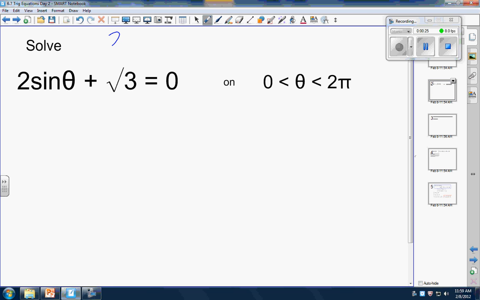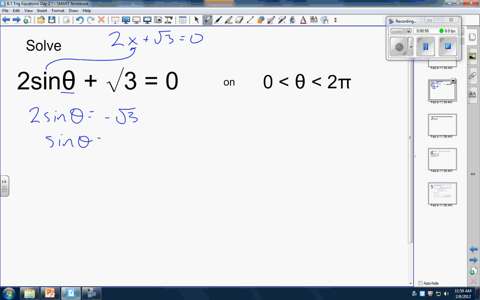All you guys have to think of it like is this. You use all the strategies, you subtract, you divide, how you've been solving equations for years. So we're trying to get this little theta here. Just pretend that's our x. So all we're going to do, move the square root of 3 to the other side, make sure it becomes negative, and we're going to divide by 2.